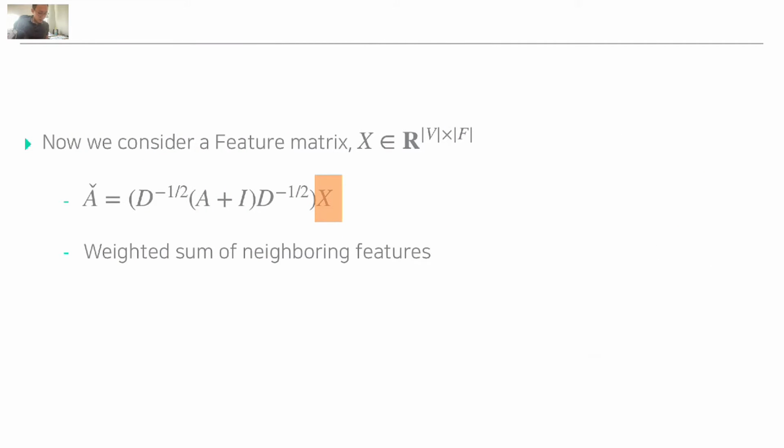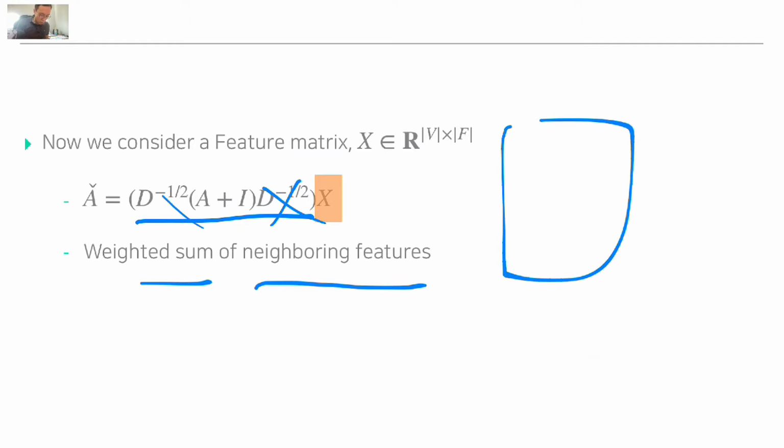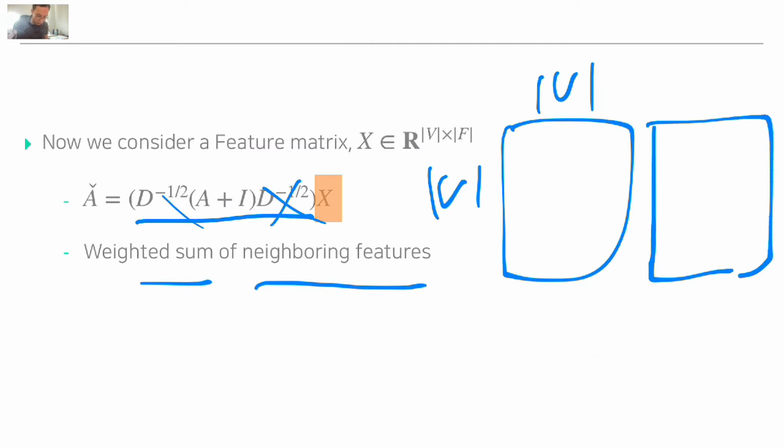Now we consider a feature matrix. So now we have the normalized adjacency, which includes the neighboring information, and we try to consider the weighted sum of the neighboring features. So how would it be possible to compute the weighted sum? Forget about the normalization. Now we have the adjacency, the dimensionality is something like this, right? And the feature matrix is V by F, right?